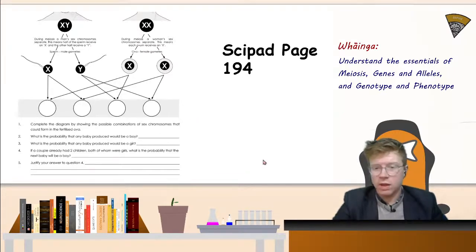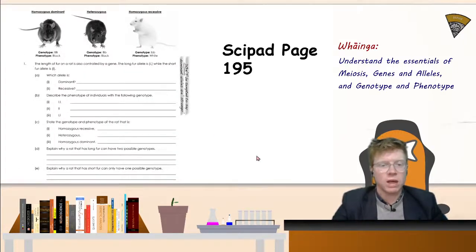If anyone has any questions, now would be a great time to post them in the chat. Okay. While we're looking here, I'll pop up the next little SciPad page, and that's talking about different rats. So we've got rats here with genotypes. We use big B to signify that the gene is dominant, and little b to signify that it is recessive. With 2 copies of the recessive gene, we get a white phenotype of fur. With 2 different copies, a heterozygous organism, we get a black phenotype.